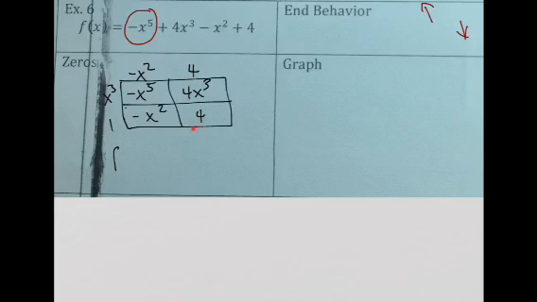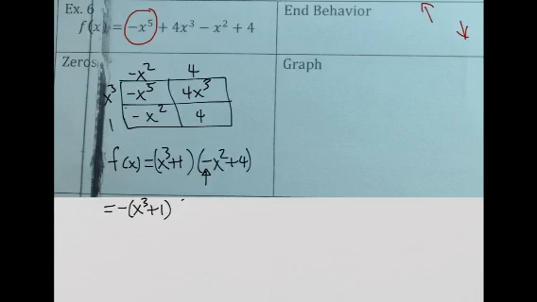4 times 1 is 4. So that works out. So f of x equals x cubed plus 1 times a quantity of negative x squared plus 4. So I'm going to factor out a negative from there just so that this x squared is positive. So it's going to look like this: x squared minus 4. So here in the first factor I have the sum of 2 cubes, and here I have the difference of 2 squares.